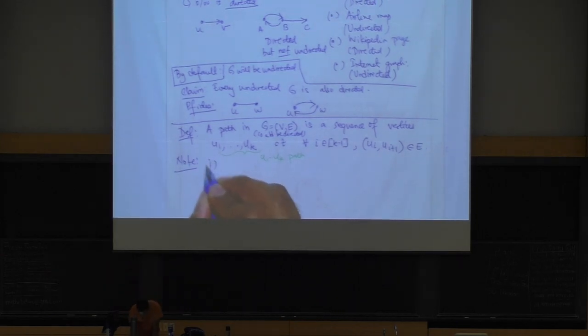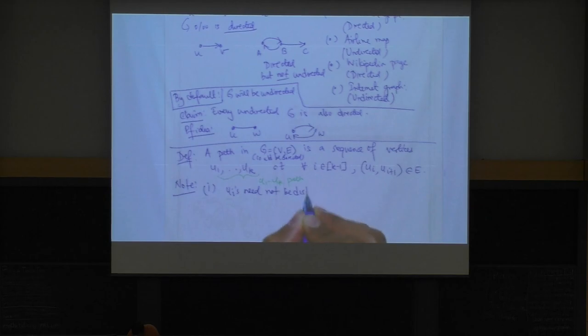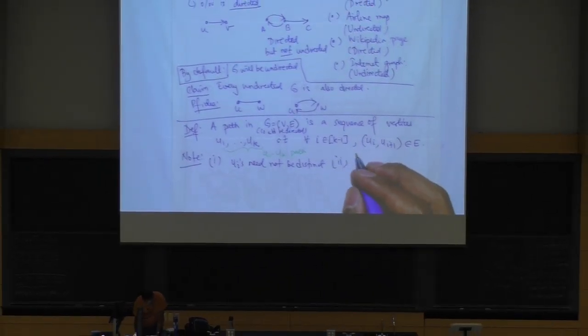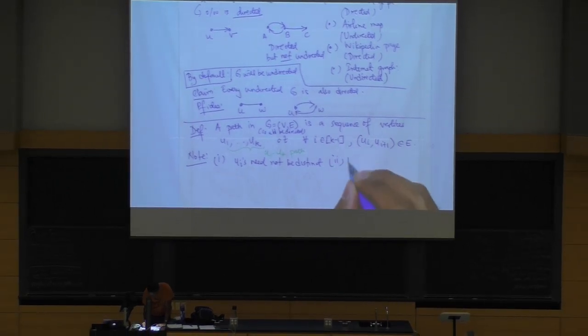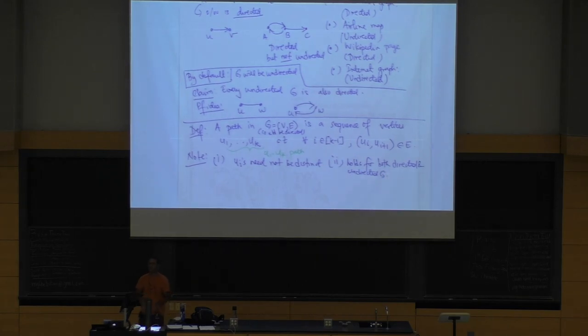So, a couple of things to note. These vertices need not be distinct. And two, as I said, it holds for both directed and undirected graphs. In particular, what I mean to say is the definition is not specific to one or the other. All right, so let's go through some quick examples.